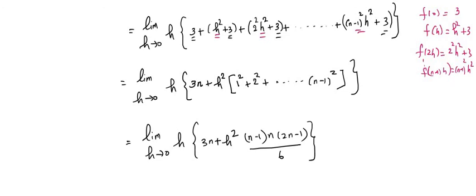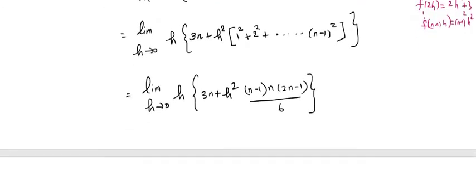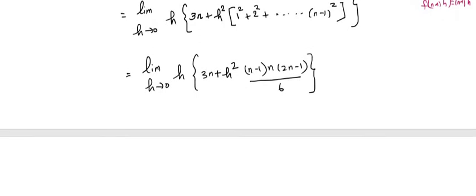Therefore, since we have the square terms, we'll be getting the sum of the squares of first n natural numbers. Now see what will be the next step. Equal to limit h tends to 0. Take this h inside. If I take this h inside, what will we get? 3nh plus h square into h, I will be getting h cube. Here n minus 1 into n into 2n minus 1 whole divided by 6. Understood?